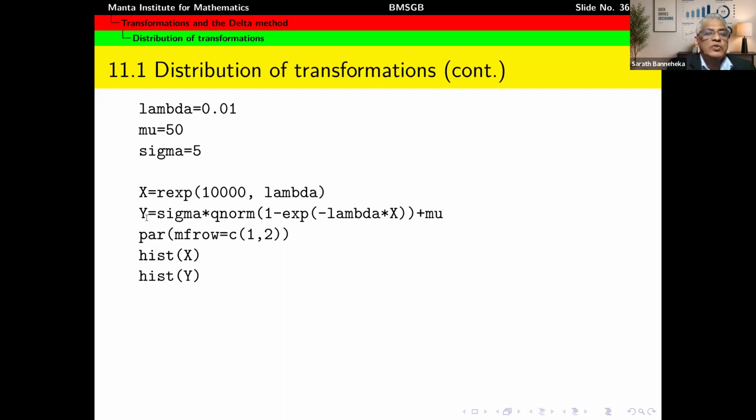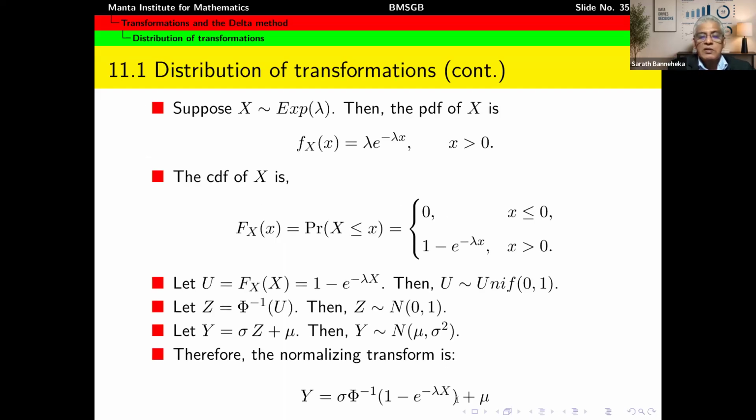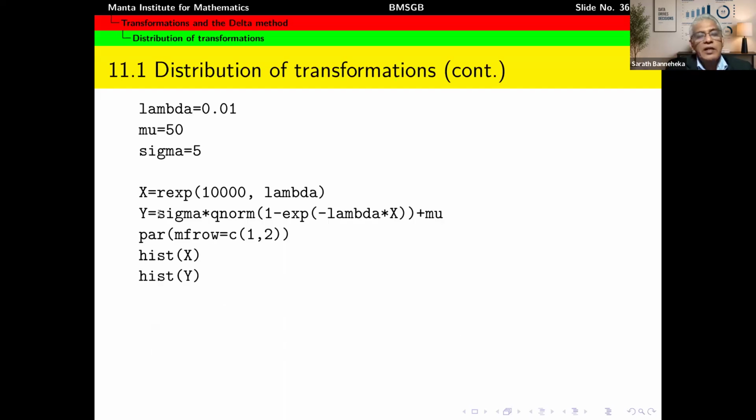Then I am just using the complete transformation at once. Y is equal to sigma times qnorm, that is that capital phi inverse function, qnorm of 1 minus exp of minus lambda times x, plus mu. So what I am applying is this transformation here. Then I am going to draw two histograms, the histogram of the exponential data as well as the histogram of the transformed data, side by side to see the difference in the distributions.